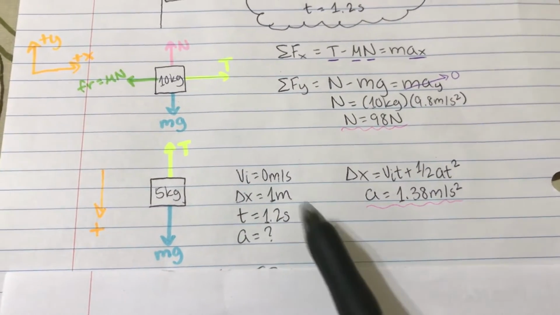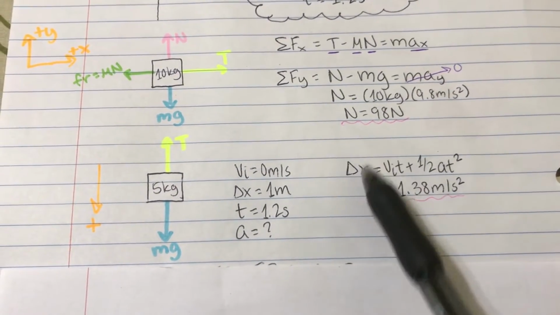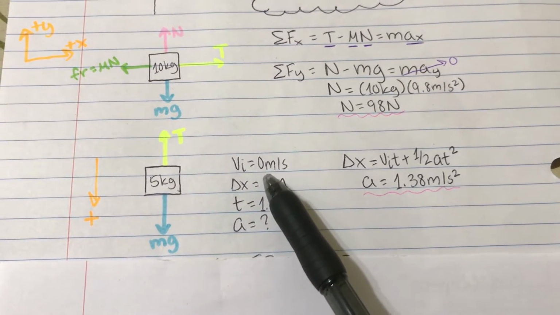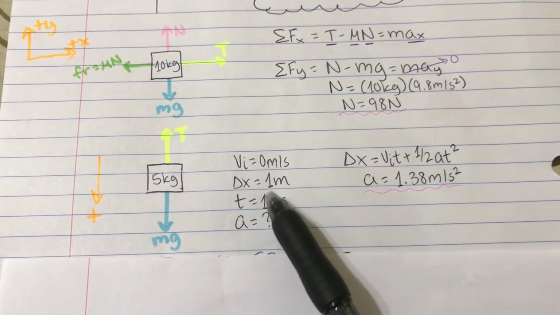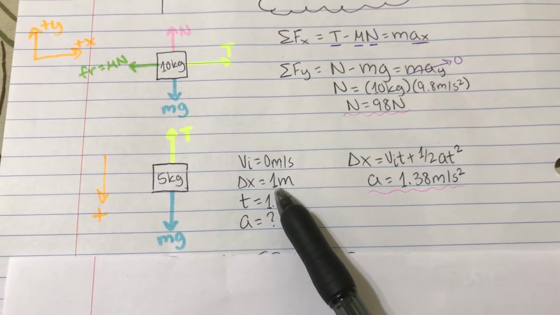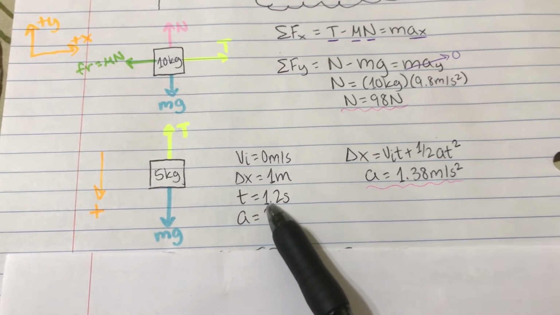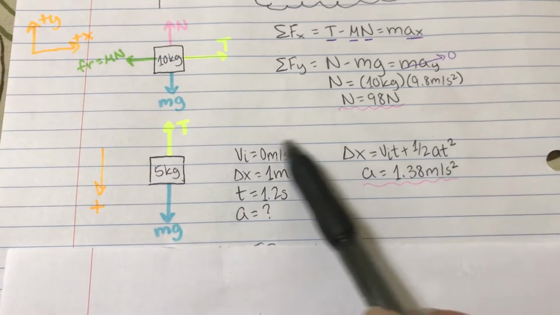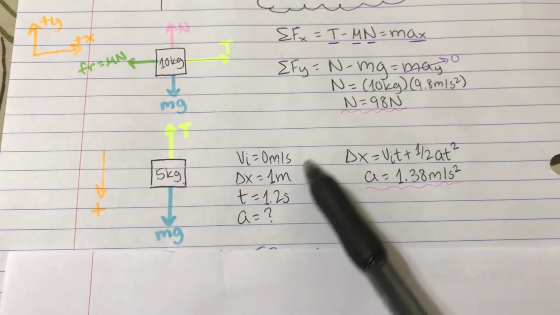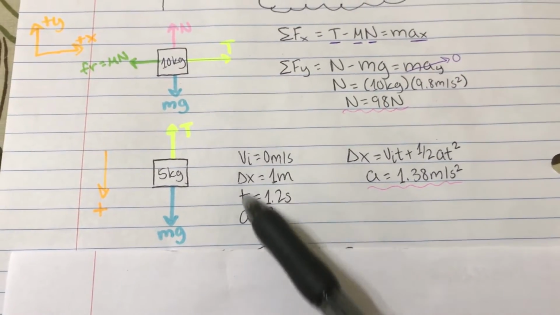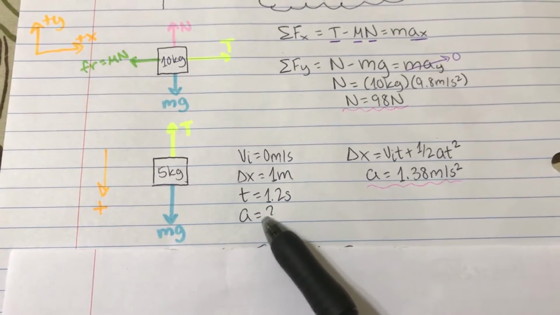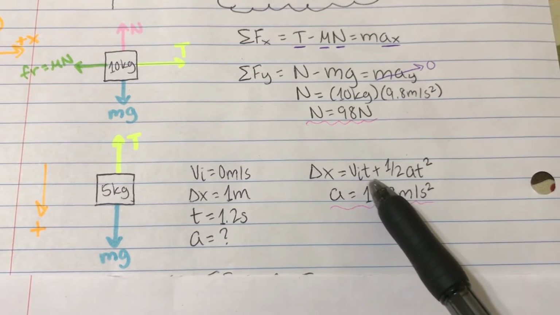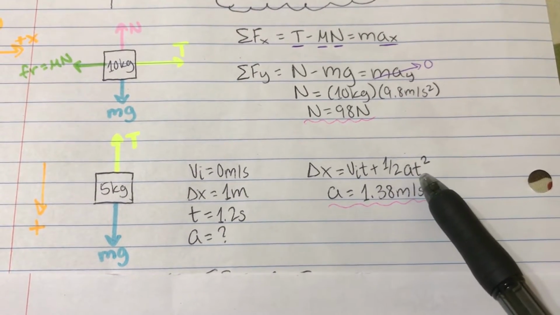So here we want to plug in our givens. We want to use a kinematic equation to solve for acceleration. So we were told that it starts from rest, which means that the initial velocity is 0 meters per second. We were told that it falls 1 meter, which means that the change in x is 1 meter, and we were told that it takes 1.2 seconds to fall, which means that t is 1.2 seconds. Since we have 3 knowns, or givens, we can solve for the fourth that is unknown. And we simply use the kinematic equation: change in x equals initial velocity times time plus 1/2 times acceleration times t squared.